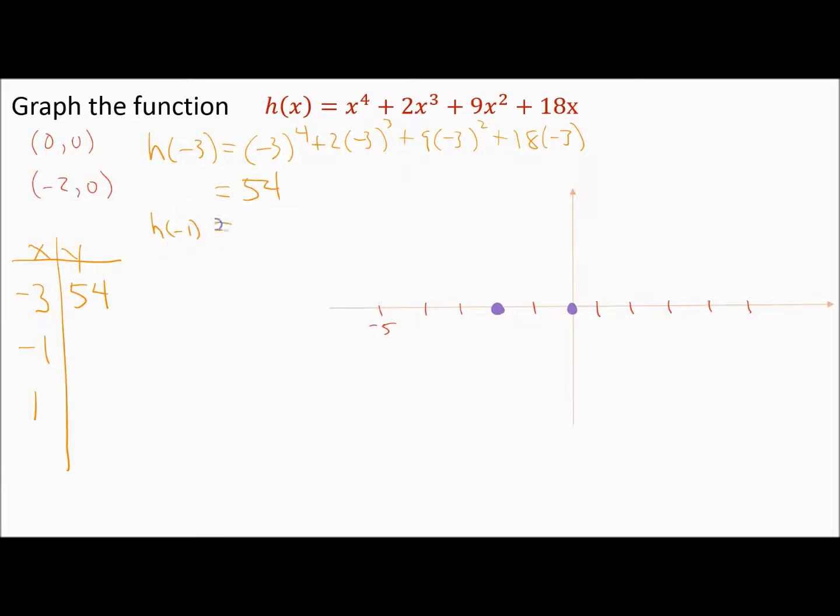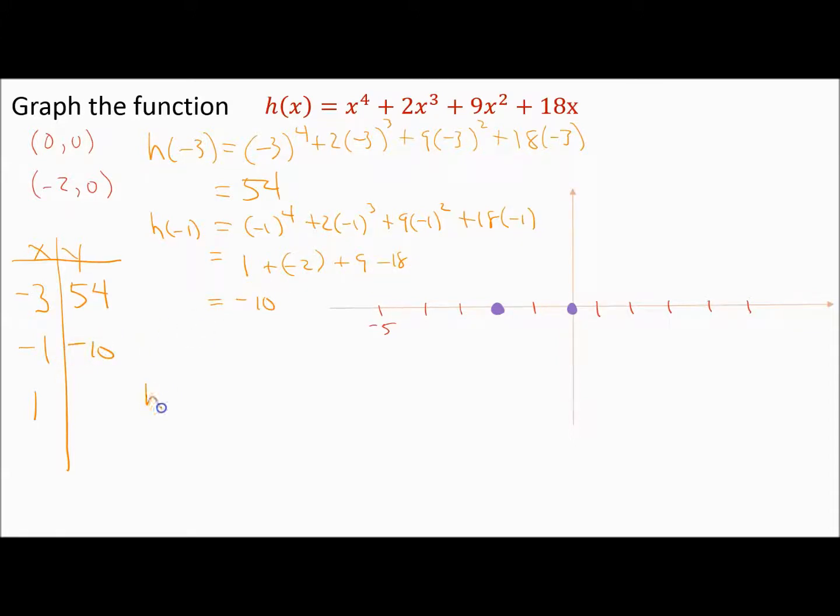Now that one I may be able to do by hand. So -1 to the 4th plus 2 times -1 to the 3rd plus 9 times -1 squared plus 18 times -1. So -1 to the 4th is +1. -1 to the 3rd is -1 times 2. That's going to give me -2. -1 squared is +1 times 9 is 9. And 18 times -1 is -18. It's going to give me 1 minus 2 is -1, plus 9 is 8, minus 18 is -10.